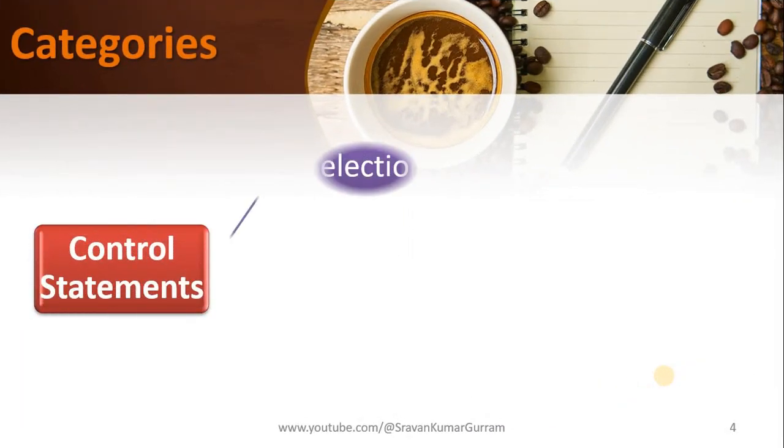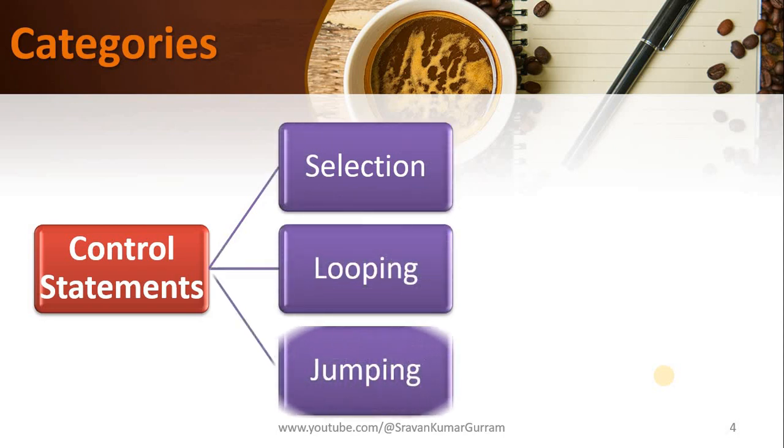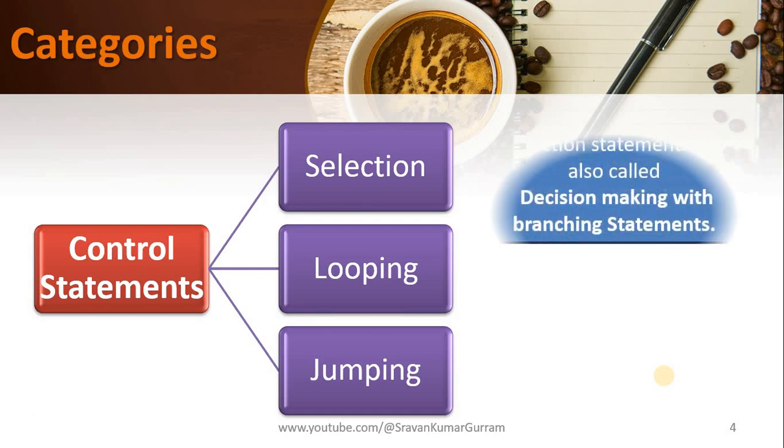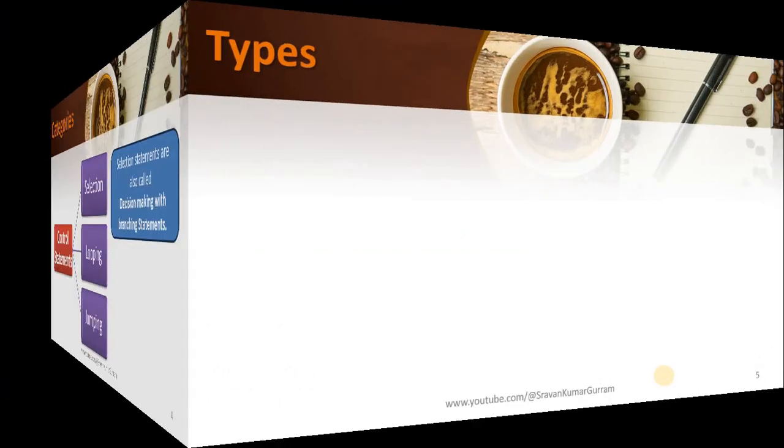We started control statements already. We discussed that we have three types of control statements in Java. Selection statements, which are also called decision making or branching statements. The second category is looping and the third category is jumping.